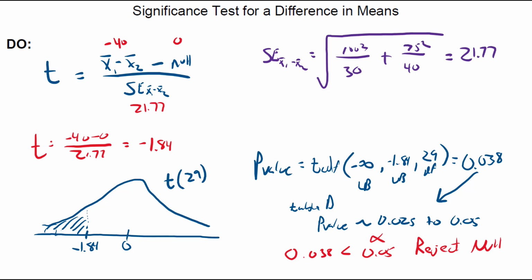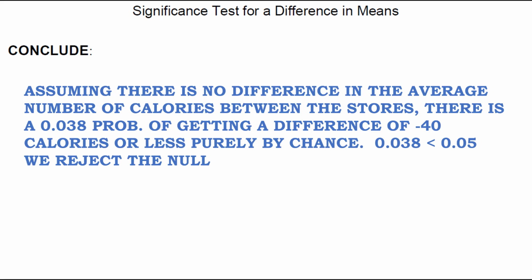Alright, so the last step we have to do here is just your conclusion. Writing this out: assuming there is no difference in the average number of calories between the stores, there is a 0.038 probability of getting a difference of negative 40 calories or less purely by chance. And like I just wrote out there, 0.038 is less than 0.05, and we reject the null hypothesis. So again, that's going through your state plan to conclude how the process is worked out. So let's go through a book example real quick and see how this is worked out on a different problem and see if you got it all squared away.